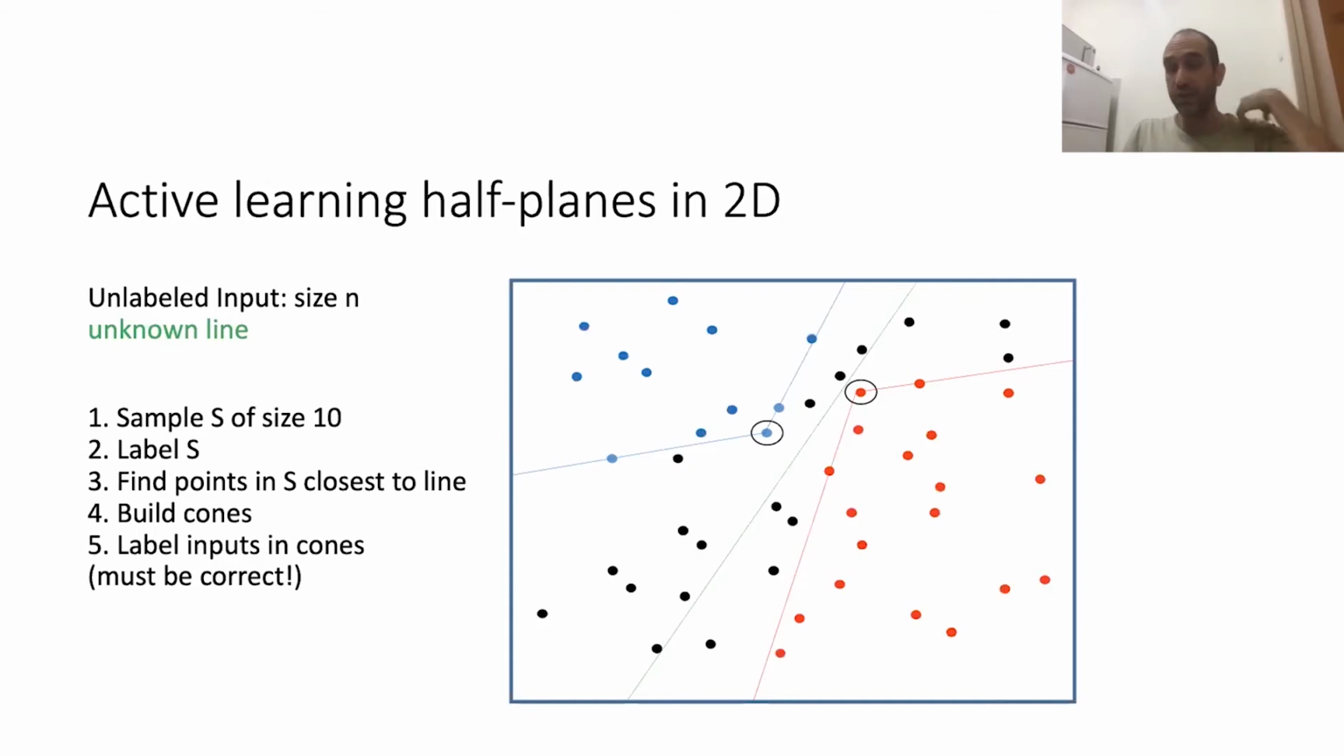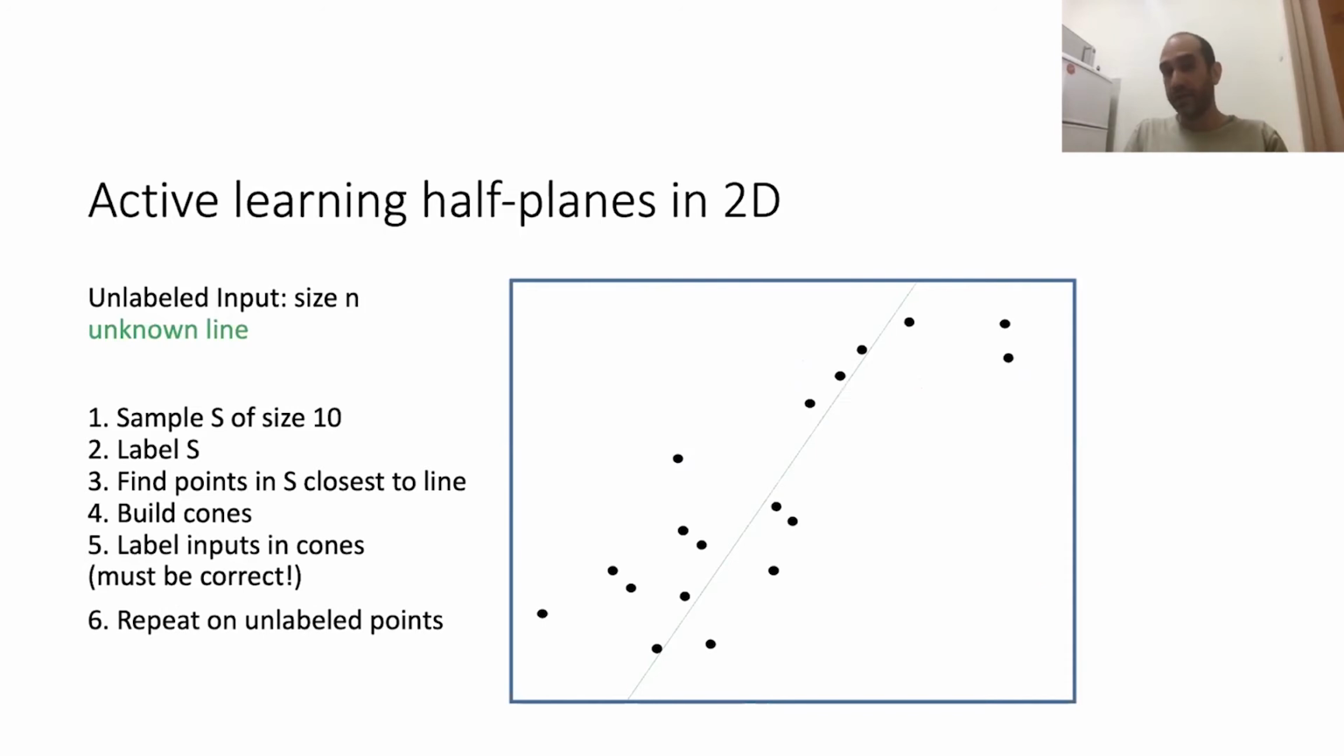Okay, so what we can do now is label all points that are in the union of these two angles. And we know for sure we have labeled them correctly. So we can now remove them, and we repeat the process on the remaining unlabeled points.